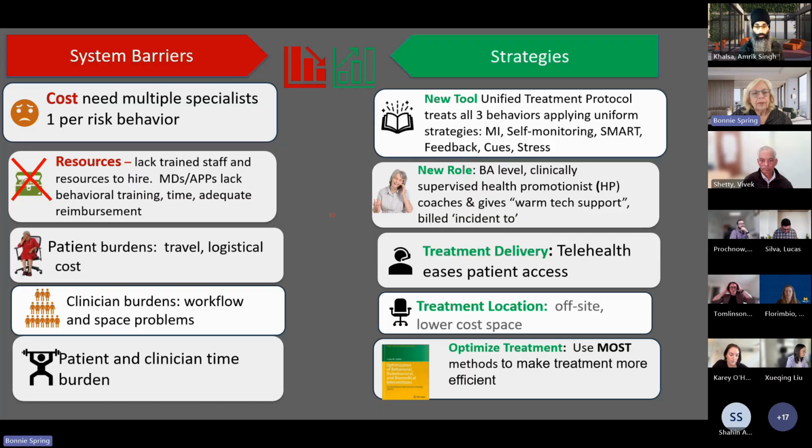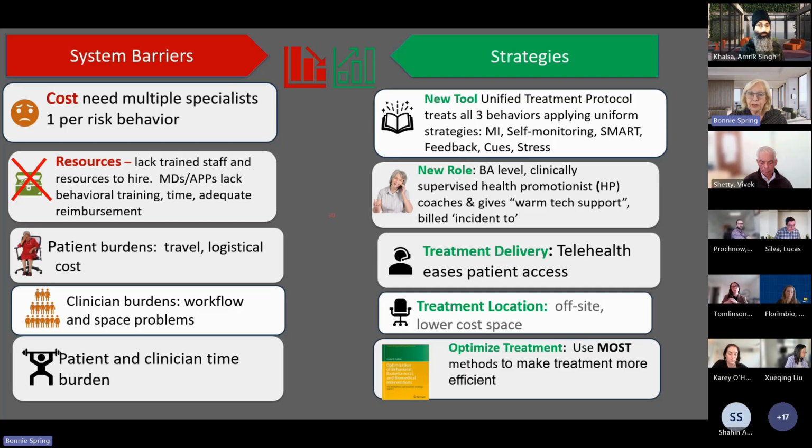Second thing, of course, you could just tell that the management would be screaming about cost. They don't have staff that are trained to do this. They don't have resources to hire all these experts. The people who they do have don't have time. The reimbursement isn't good enough. So what we did was an implementation strategy called creating a new role.